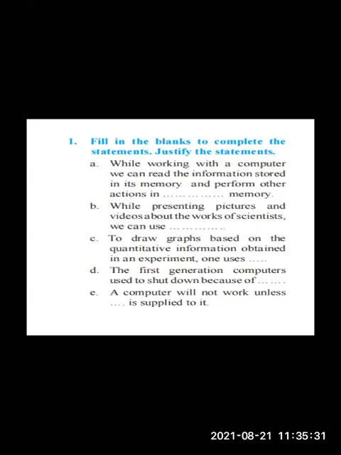Question number 3. To draw the graphs based on the quantitative information obtained in an experiment, one uses dash. Very good, Ruchi, Janvi. Correct answer: one uses Microsoft Excel. Very good, Ashwin, Aditi.